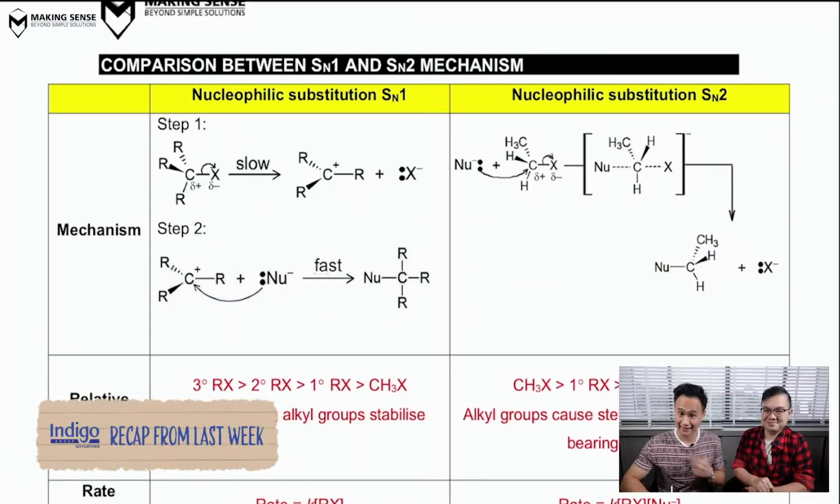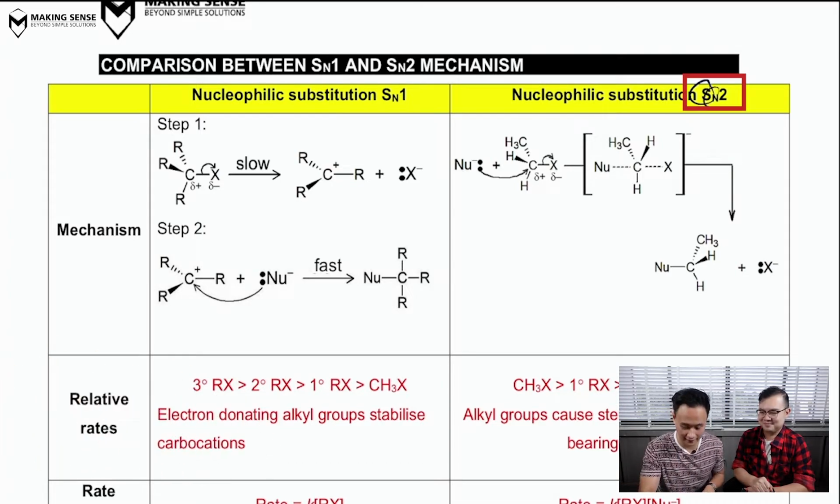So, the S in SN2 stands for substitution, and the N stands for nucleophilic. Now, the 2 does not stand for a two-step reaction. It stands for a one-step reaction with 2 molecules involved in that particular one step.